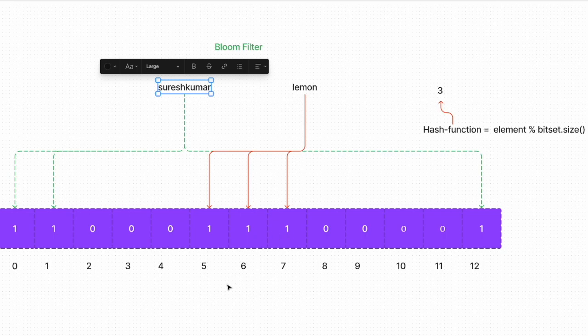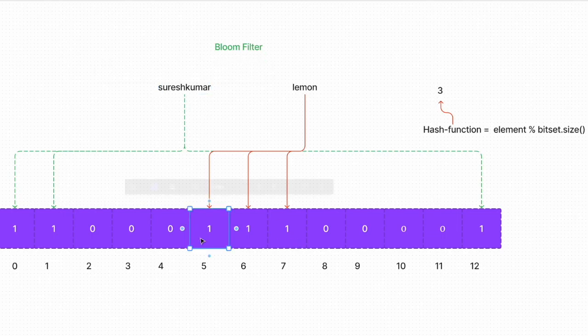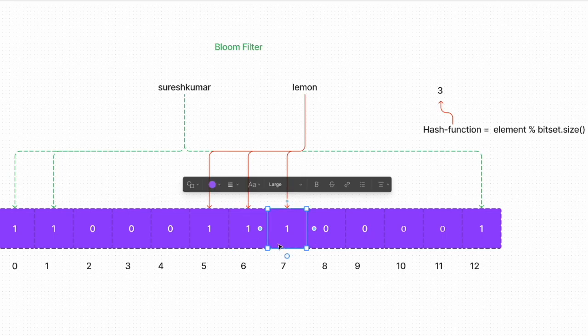Now if you check if lemon is present in the bit set, it would return true, because no matter how many times you compute a hash value for lemon, it will return the same values. So you would check against this bit set. It will check, is 5 having 1, is 6 having 1 and 7 having 1. If all of them are true, then it would return true.